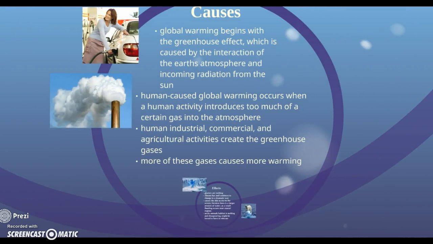What are some causes of global warming? Global warming begins with the greenhouse effect, which is caused by the interaction of the Earth's atmosphere and the incoming radiation from the sun. Human-caused global warming occurs when human activity introduces too much of a certain gas into the atmosphere. Global warming is not caused only by humans. Natural global warming also occurs. Essentially, more of these gases cause more global warming.